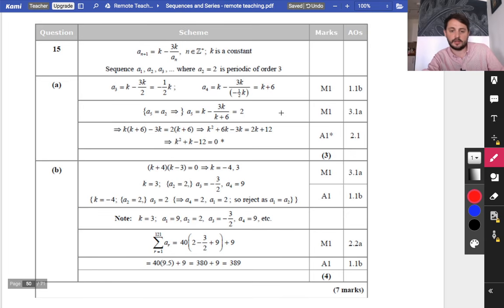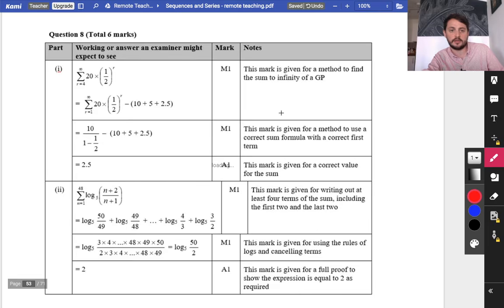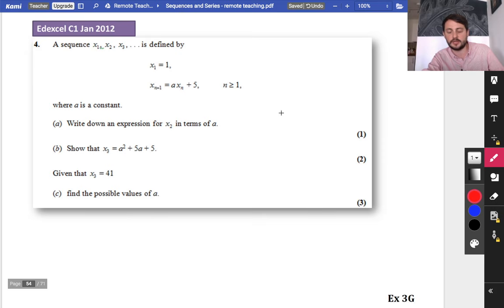I am going to take a pause here because I feel like we've done a lot, and then I will just do this exam question and this exam question, and then you can probably already do exercise 3G, but I'm just going to split the video up.